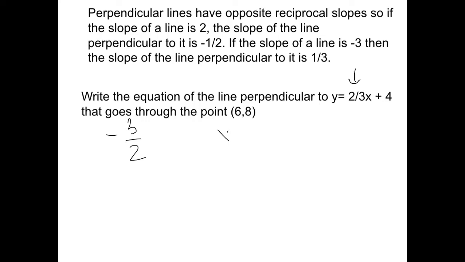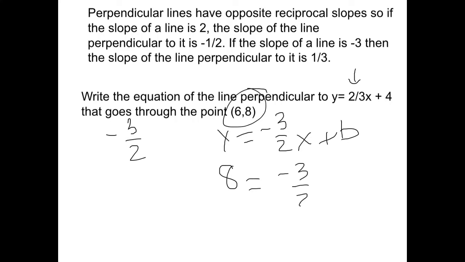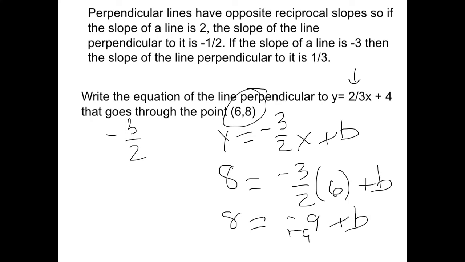That's the slope. We now take the original y = mx + b and substitute the slope for m. We take the only point we have and we substitute the y value of 8 for y, and the x value of 6 for x, and we solve for b. So we get 8 = -9 + b. We add 9 to both sides, and we get b = 17. So our equation would be y = -3/2 x + 17.